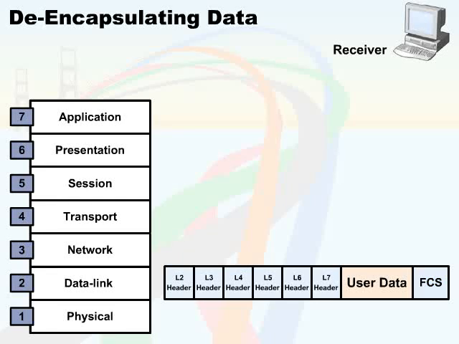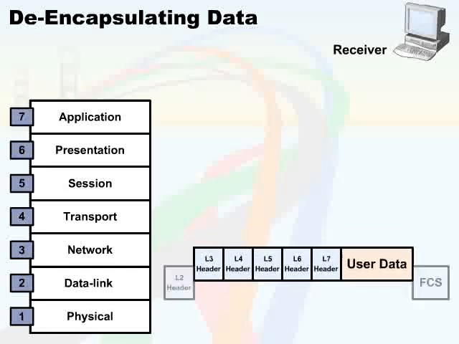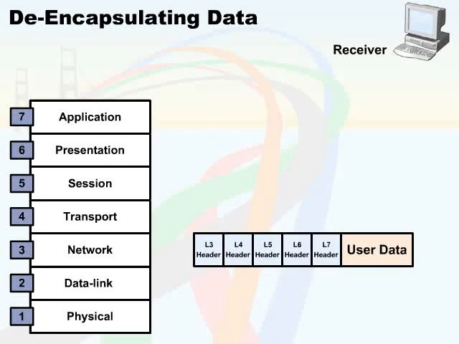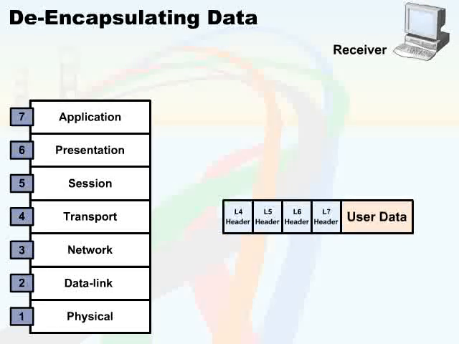Once layer 2 has been verified, the remaining data would be passed up with the layer 2 header stripped off. At this point, the network layer is going to identify any layer 3 information, such as the source and destination addresses. Verifying this information, it will strip off the layer 3 header and pass the remaining data to layer 4.